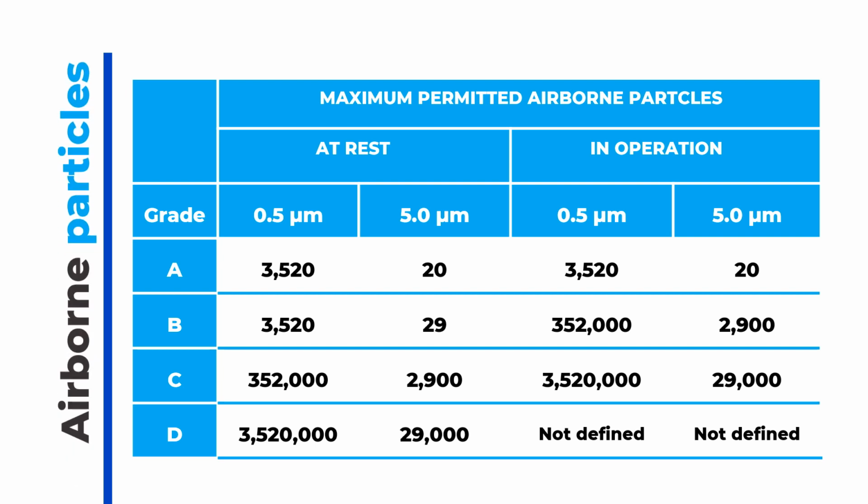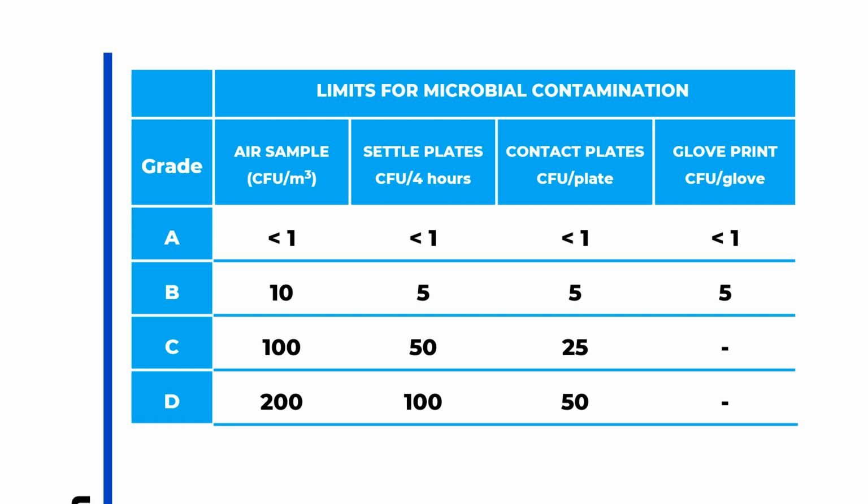Now let's talk about the room requirement. First is the airborne particles. This table shows maximum permitted airborne particles per cubic meter adopted from EU GMP for different room grades. Airborne particle must be monitored because the presence of particles in the eye drops can irritate the eyes.